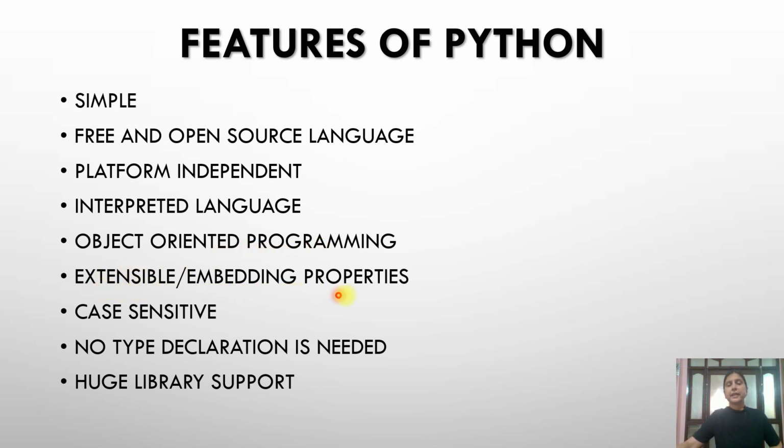Extensible or embedding properties. Python has embedding properties, or it is extensible. What does it mean? It means that Python can use the code of other languages like C, C++, and Python can be used in other languages. Means Python code can be used in other languages, as well as Python can also use the code of other languages. So it has embedding properties, or we can say extensible.